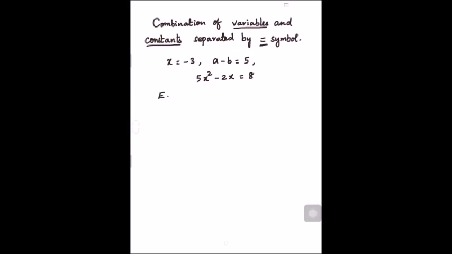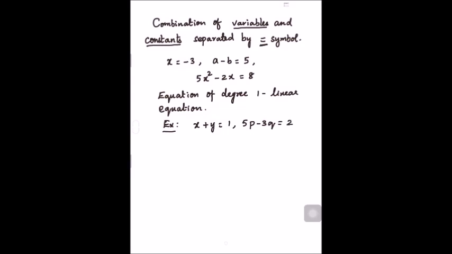If an equation is of degree 1, it is called a linear equation. An equation of degree 1 is called a linear equation. Let us see some examples of a linear equation: x plus y is equal to 1, and 5p minus 3q is equal to 2. These are some examples of a linear equation.